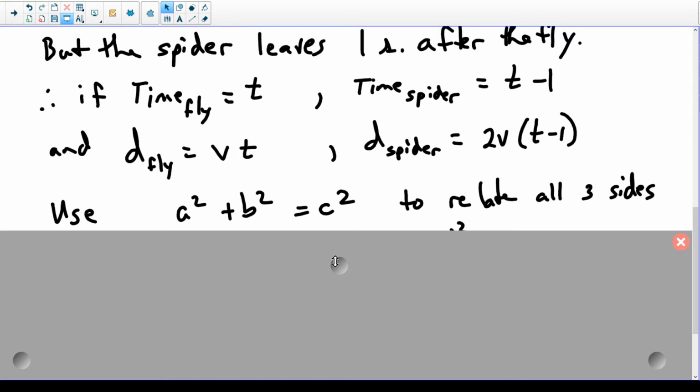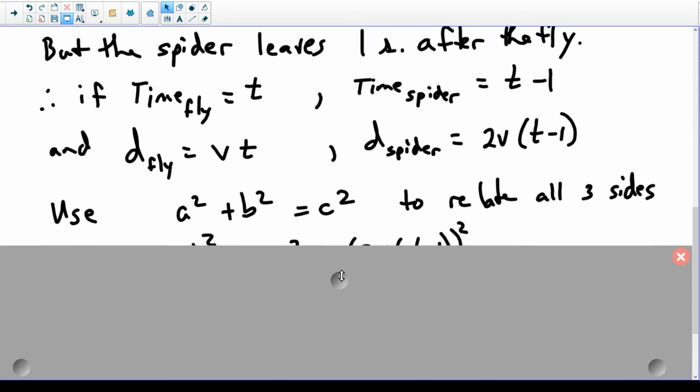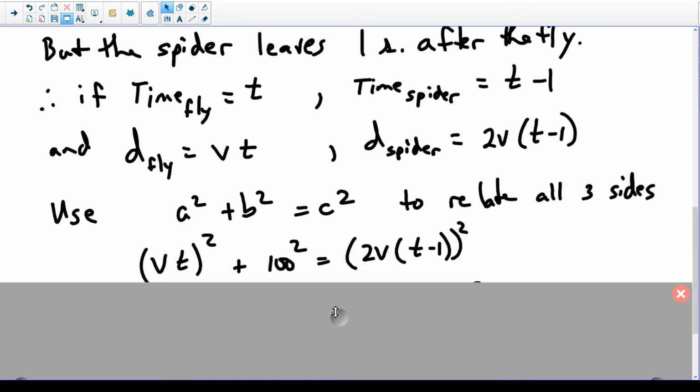So we're going to use the Pythagorean theorem to relate all those three side lengths. Let's put all of those values into the Pythagorean theorem. Now, I may have lied a little bit. I am going to use the 100 as the number for the b length, simply because I want you to see where that 100 goes in the formula.